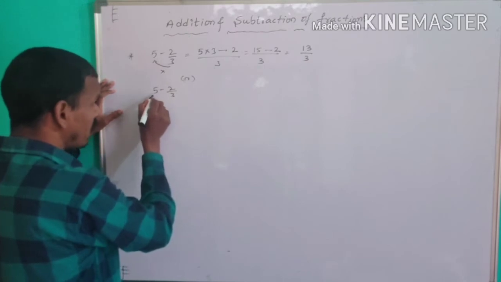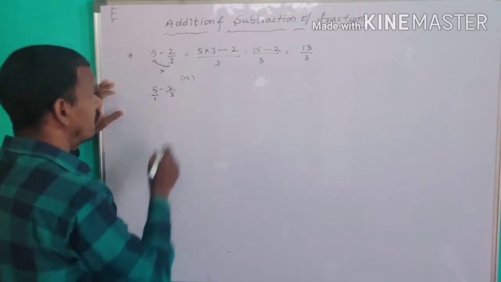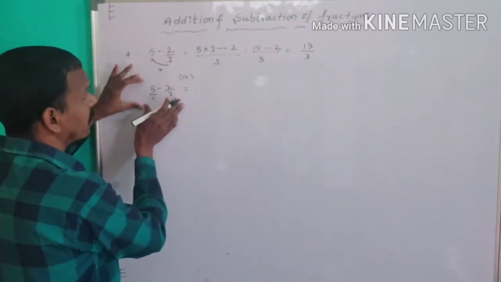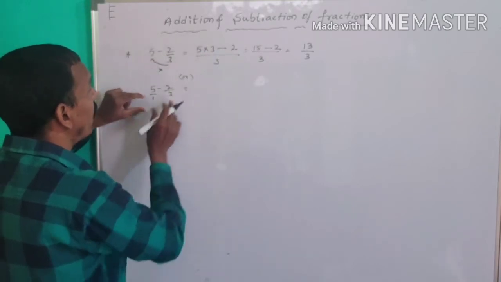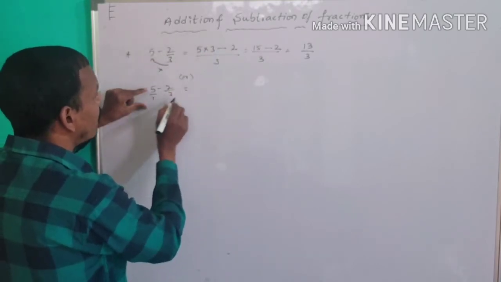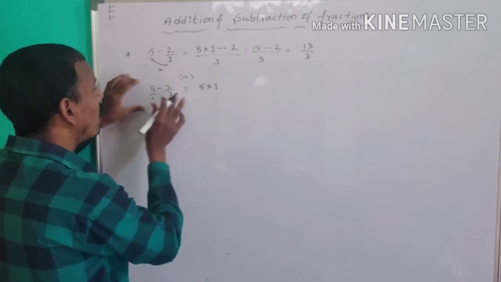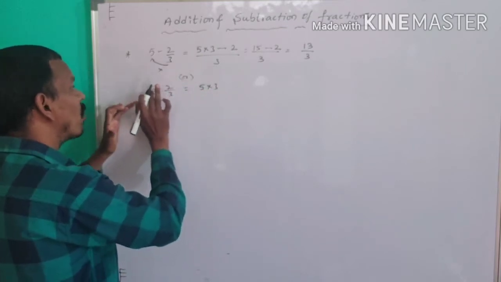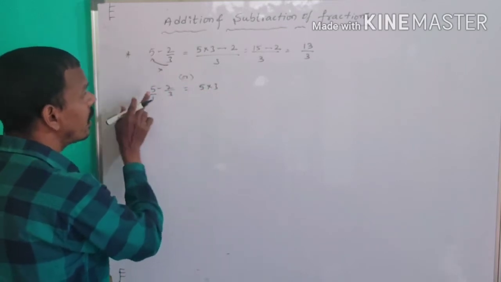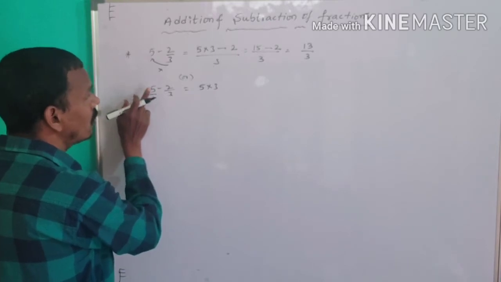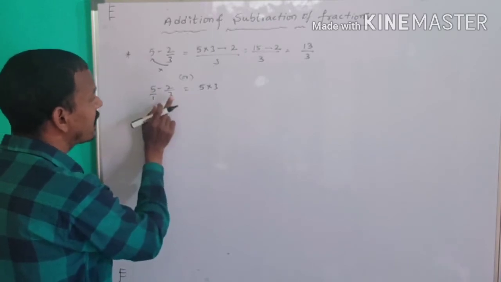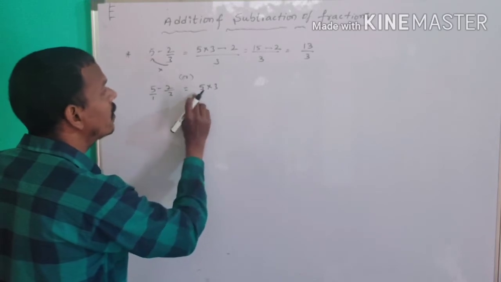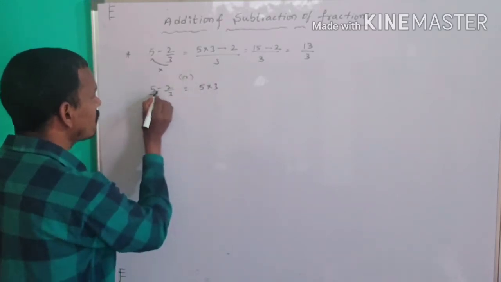If there is no denominator, we can assume it to be 1. Now we can follow the cross multiplication. We can solve it directly with cross multiplication. Now 5 into 3. In this type of problem, whatever is smaller or bigger, we have to follow the rule.